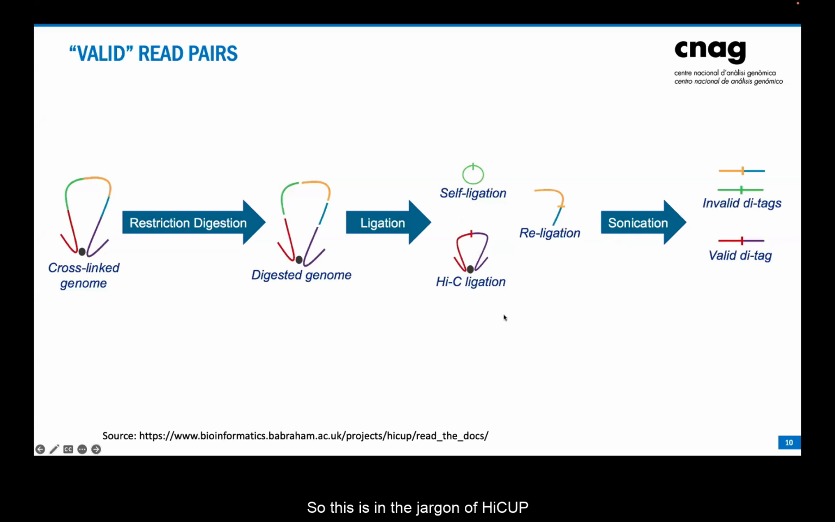Okay, so in the jargon of HiCap, this would be a valid di-tag. That would be a read pair that comes from a hybrid or chimeric fragment from the genome that has a restriction site where the ligation occurred. Okay, and then we will have things that come from fragments in close proximity, either consecutively or the same fragment, usually ligated.